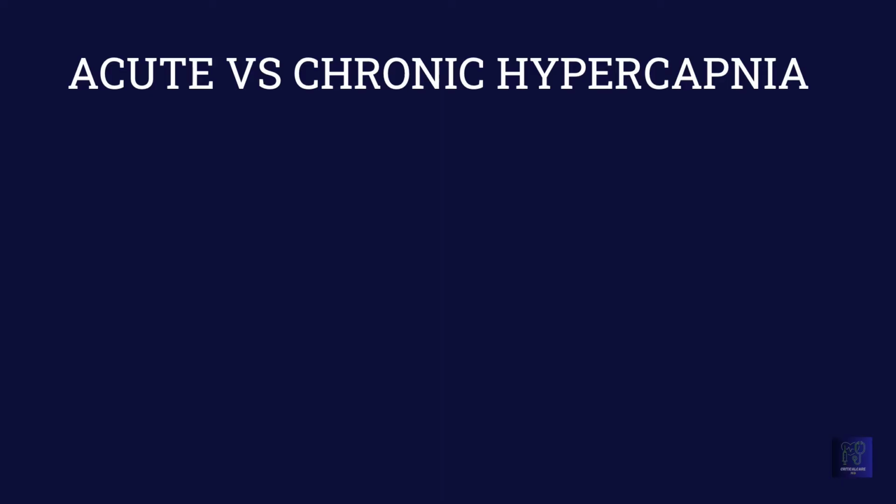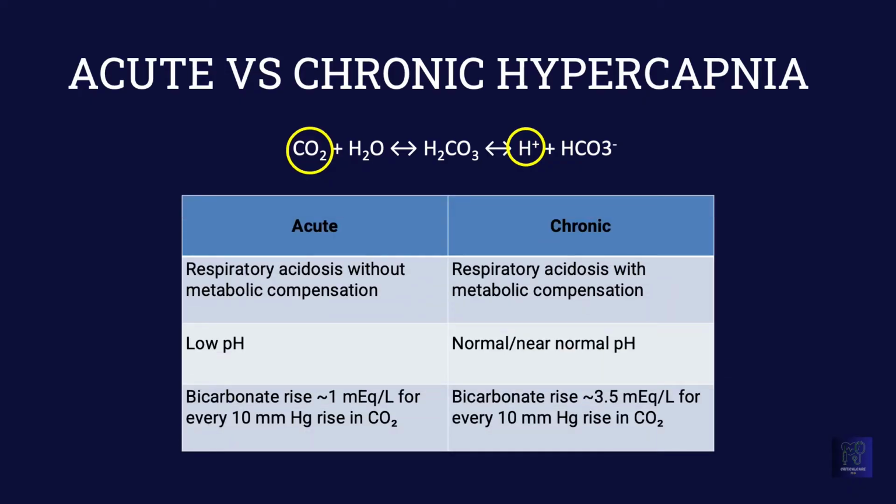Once you identify hypercapnia, it is important to differentiate acute from chronic hypercapnia. Now, carbon dioxide combines with water and forms carbonic acid that dissociates into protons. So whenever CO2 levels go up, the acid content in the blood goes up. In the acute state, there's not enough time for the kidneys to compensate for this, but in a chronic state, there is renal compensation.